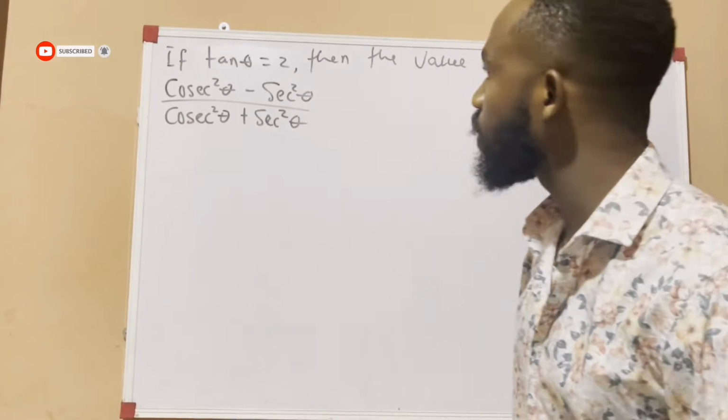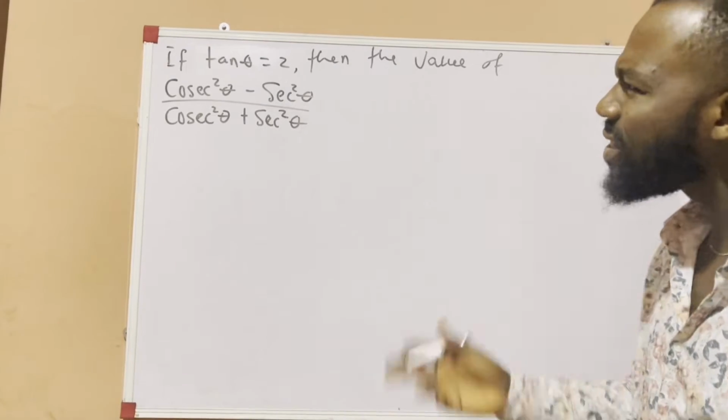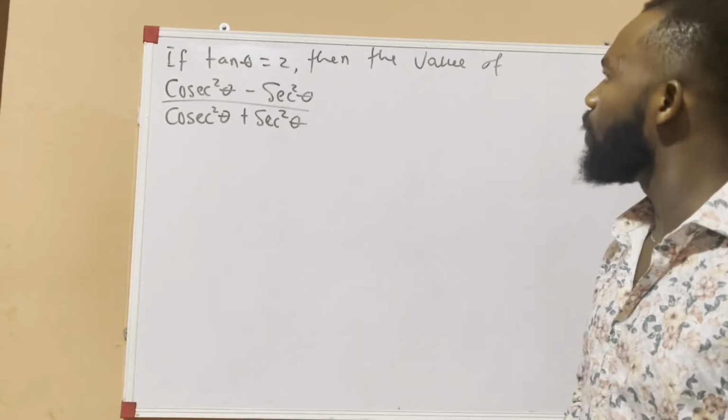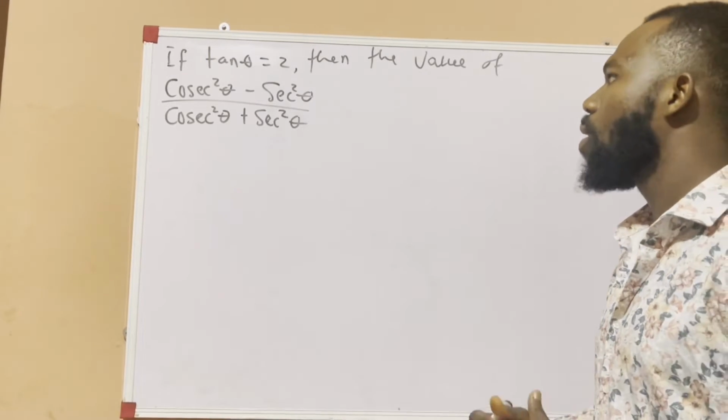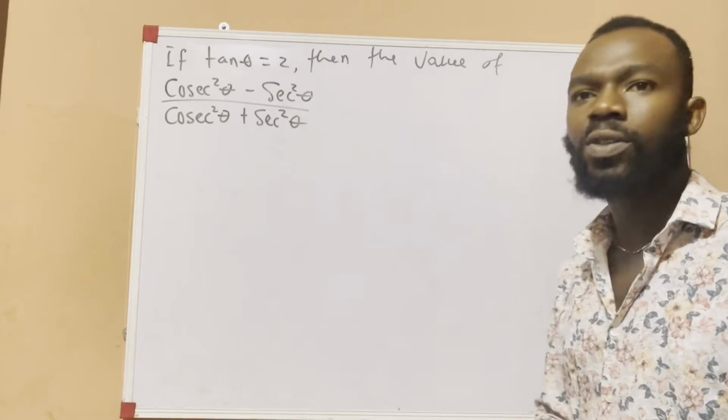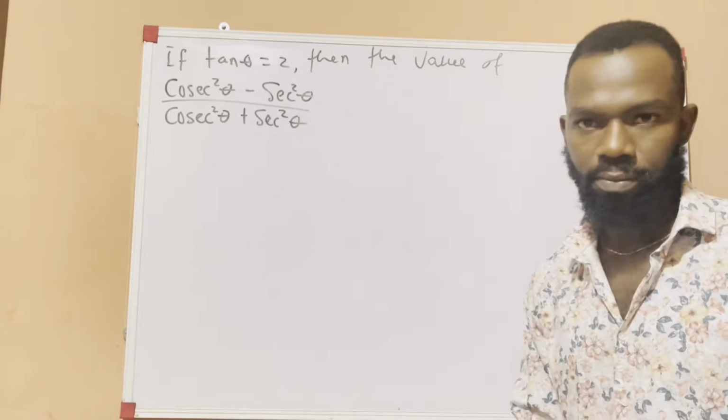Now the question we have for today says, if tan theta equals 2, then the value of cosec squared theta minus sec squared theta over cosec squared theta plus sec squared theta is what?